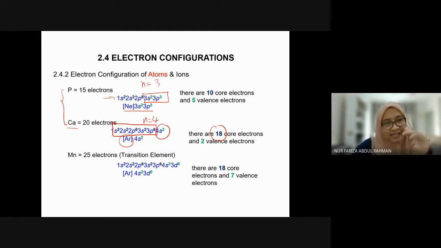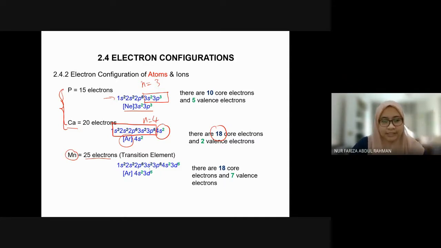Dia ada lain sikit. Dia ada sedikit tambahan dekat situ. Remember, like I said just now, those come from main group elements, group utama in the periodic table, kan? And then we also have transition elements. For transition elements, we have 25 electrons. Macam biasa, this is an example, manganese. So we have 25 electrons.